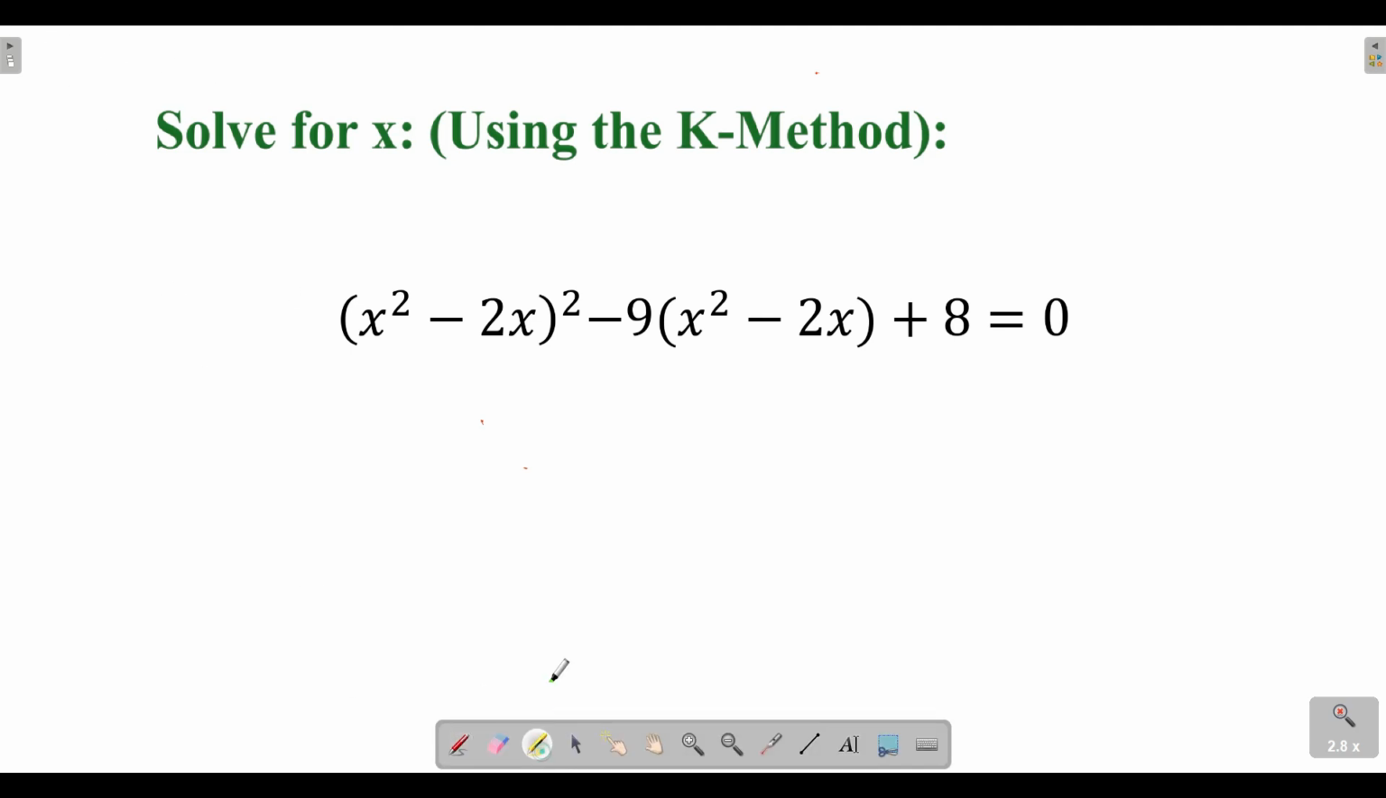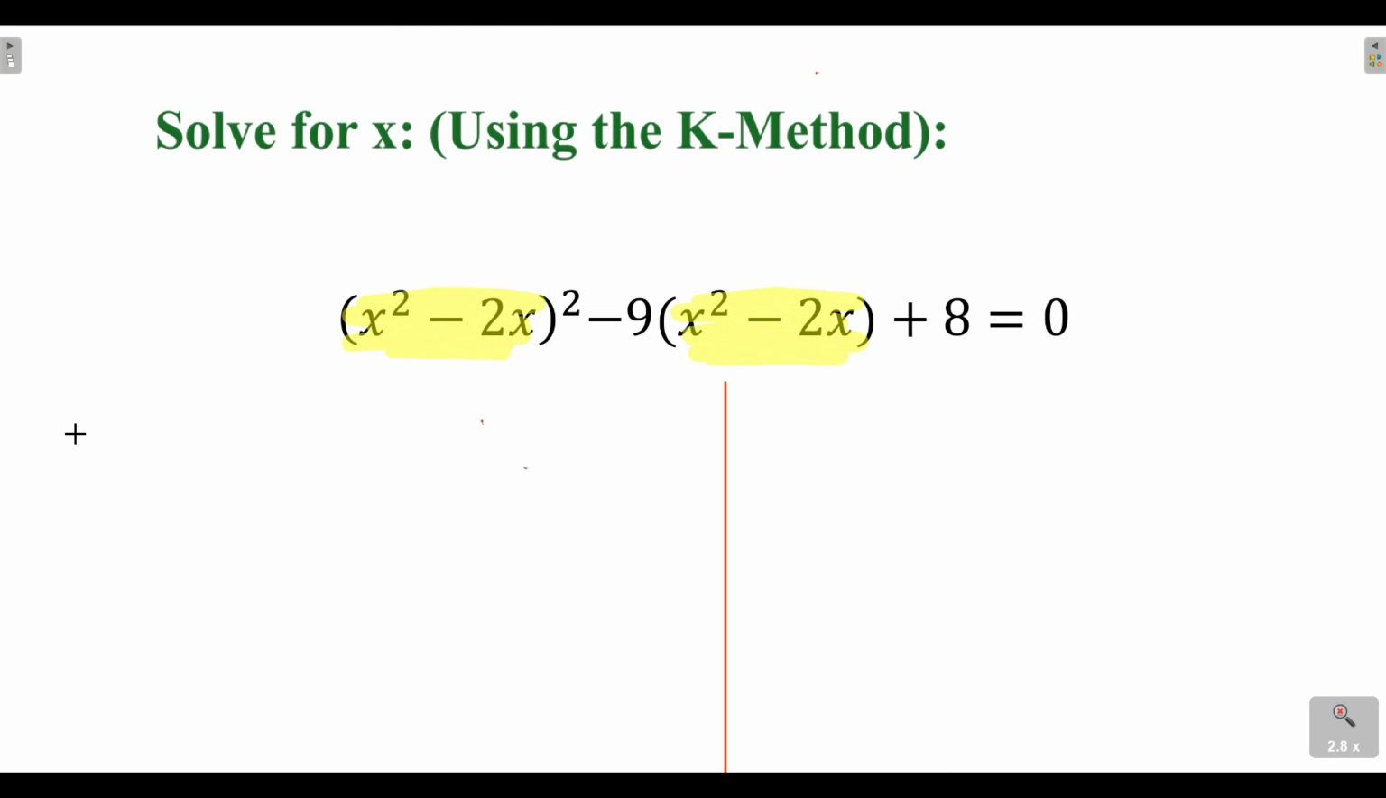So what do we notice from these brackets? You've got x squared minus 2x, and in the other brackets, you've got x squared minus 2x. So do we see that I can just say, how about I let that x squared minus 2x be equal to k? Or I can even write it as k is equal to x squared minus 2x.